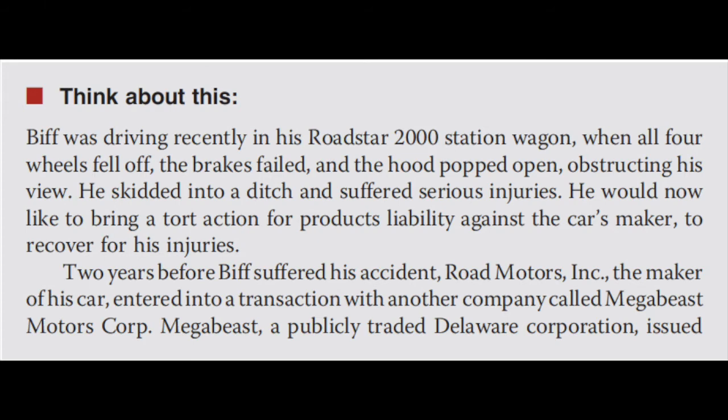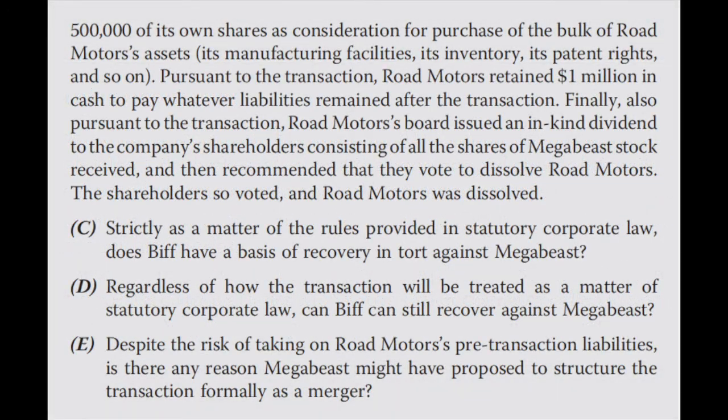Megabeast, a publicly traded Delaware corporation, issued 50,000 of its own shares as consideration for purchase of the bulk of Road Motors' assets, its manufacturing facilities, its inventory, its patent rights, and so on. Pursuant to the transaction, Road Motors retained $1 million in cash to pay whatever liabilities remained after the transaction. Finally, also pursuant to the transaction, Road Motors' board issued an in-kind dividend to the company's shareholders, consisting of all the shares of Megabeast stock, and then recommended that they vote to dissolve Road Motors. The shareholders voted, and Road Motors was dissolved.